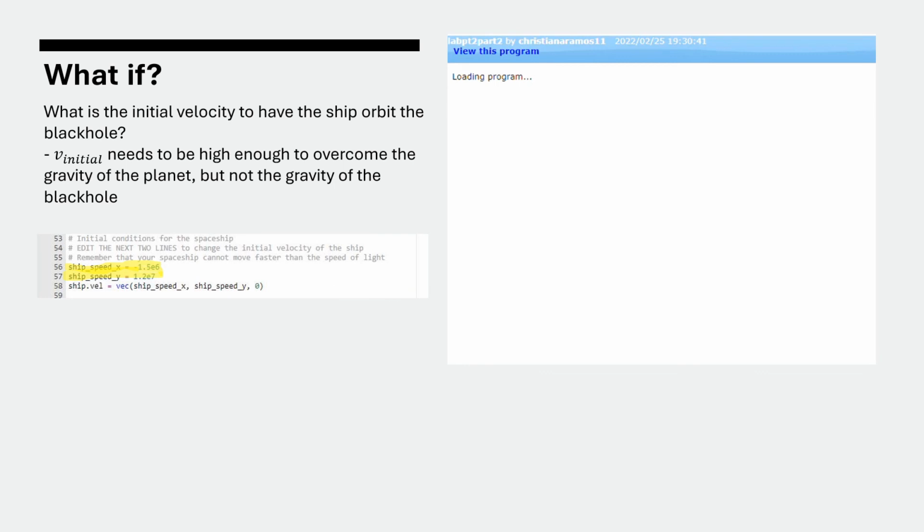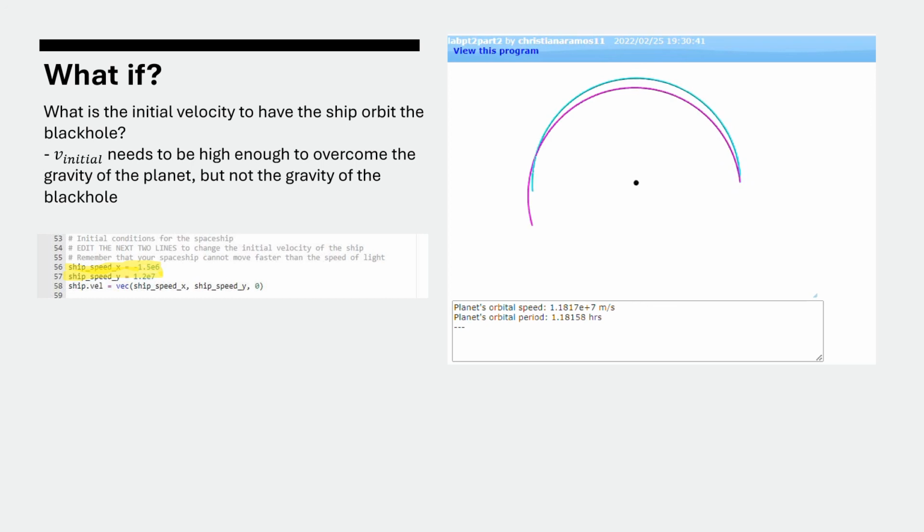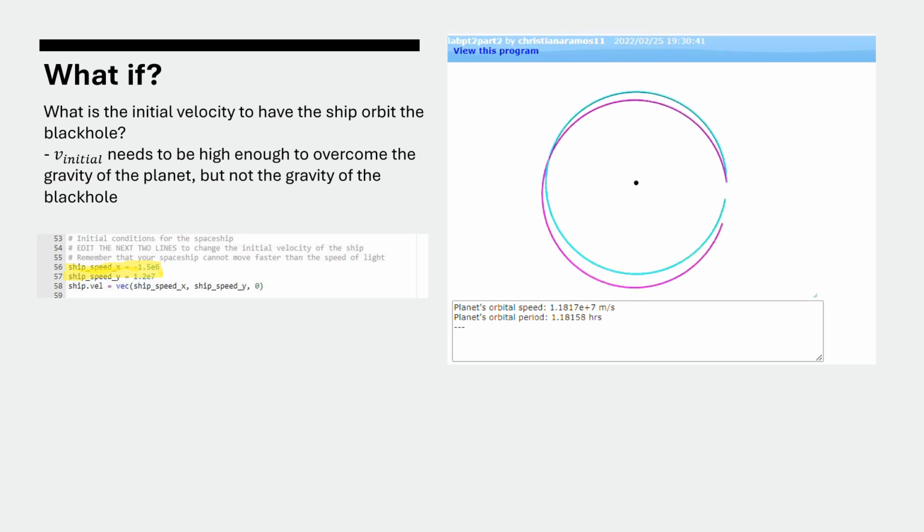So what if we wanted the ship to orbit the black hole? We'd have to have an initial velocity that's high enough to overcome the gravity of the planet, but not high enough to overcome the gravity of the black hole. So we had to lower the initial velocities a little bit, so they would overcome the gravity of the planet, obviously, but not the black hole, so they'd shoot off into space like it did before.